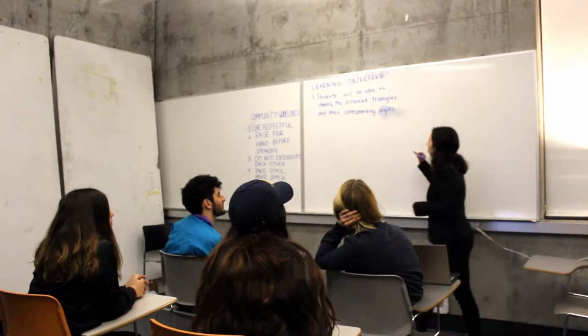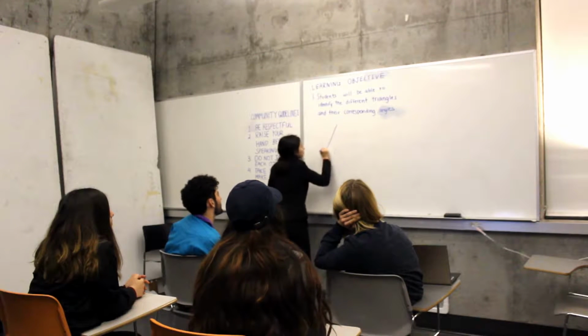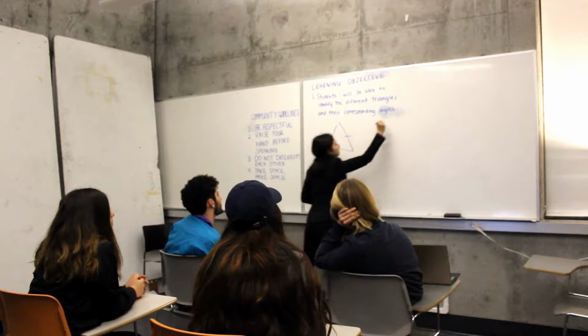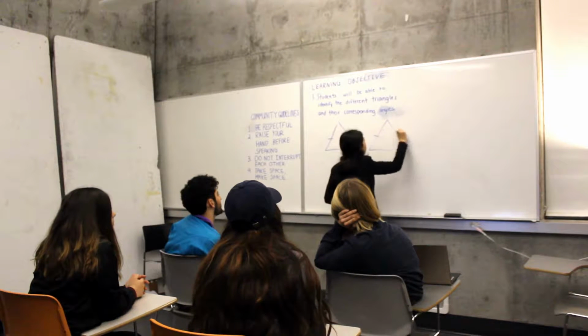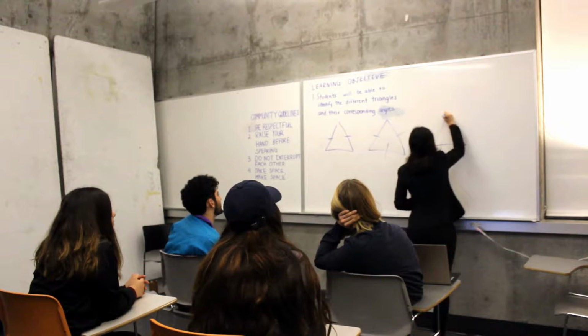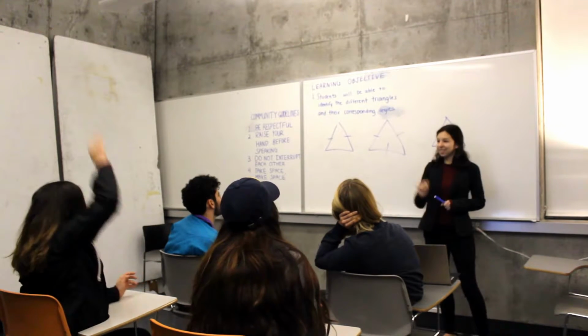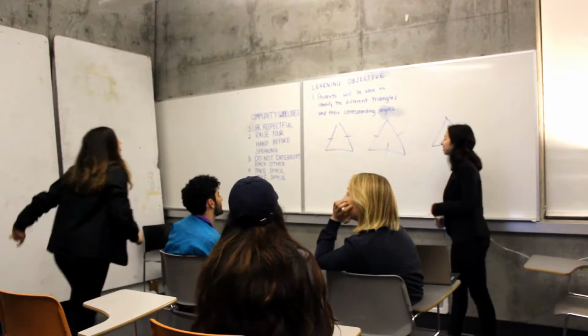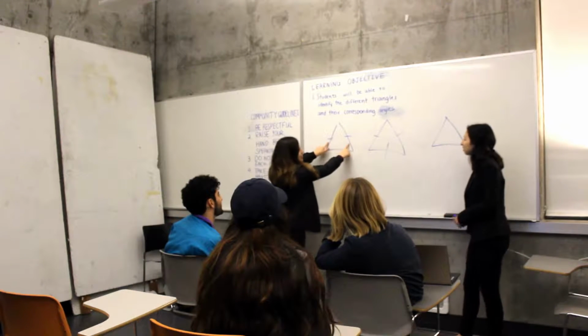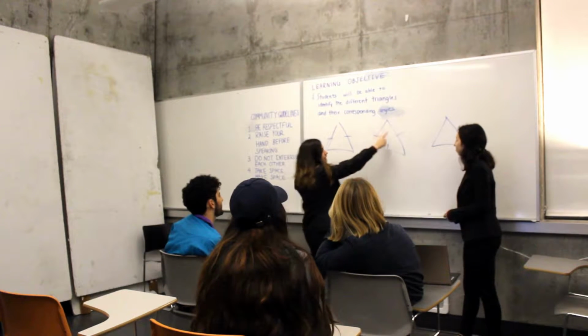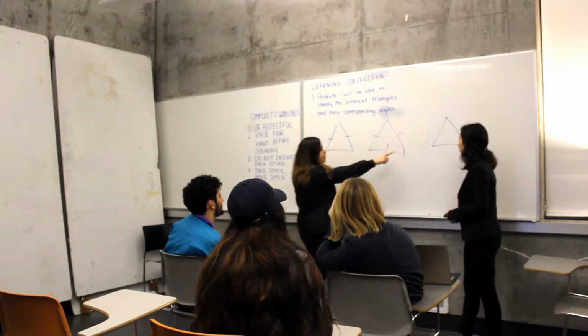Okay, so I'm going to start by drawing 3 triangles. You might notice something about them. Does anyone want to come up and tell me? Linda, thank you for volunteering. These 2 sides are the same. Mm-hmm. These 3 sides are the same. Perfect. And none of those are the same.